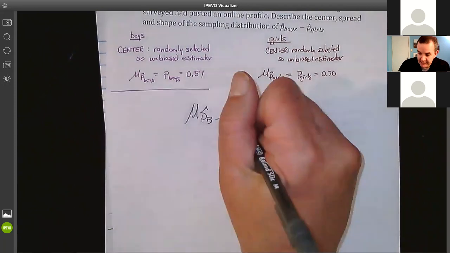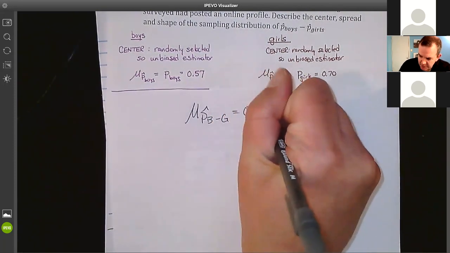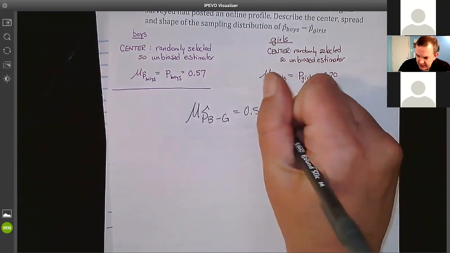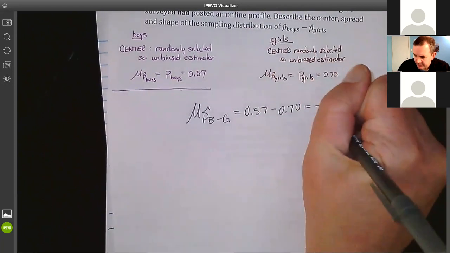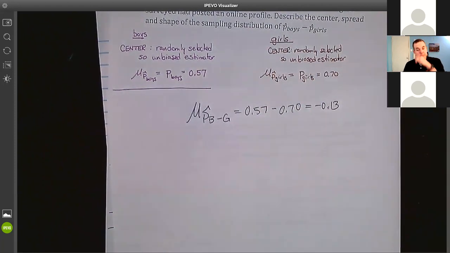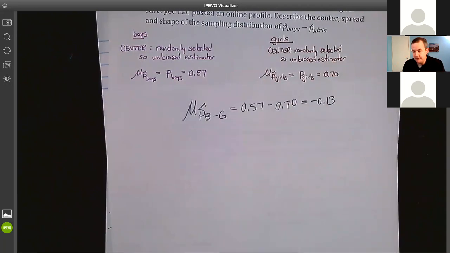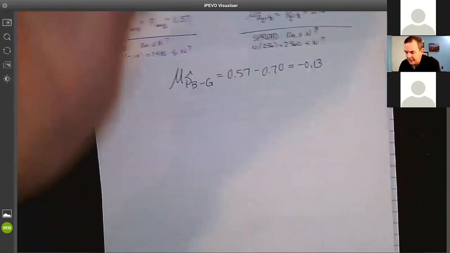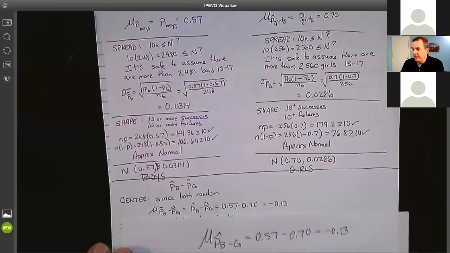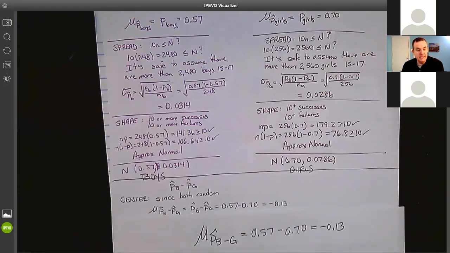It is going to be boys are 57%, girls are 70%. I subtract them. I end up with negative 13%. So I would expect that on average, it would be centered at about negative 13. What I'm saying is I would imagine that the center of this distribution is going to be centered at about negative 0.13.